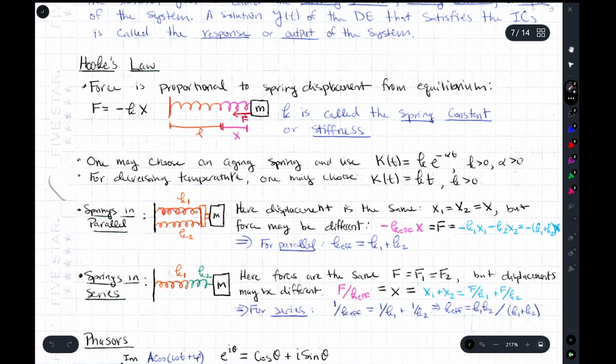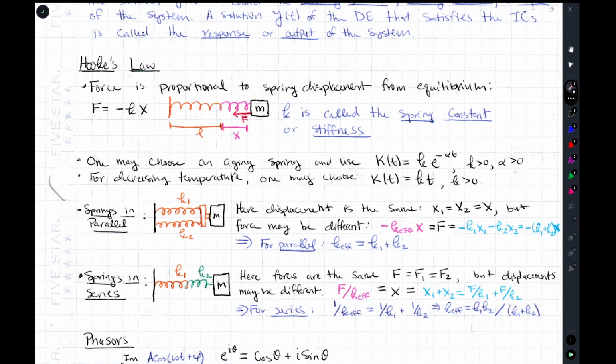So if they're connected in parallel, which is exactly as you see here, and you have two different springs, and in general they could have two different spring constants, the displacement will be the same in both of those springs, but the force could be different. In general, it'll be different if K1 does not equal K2.